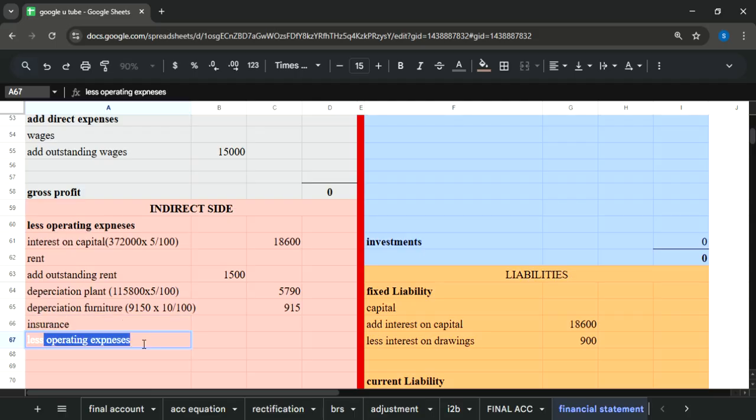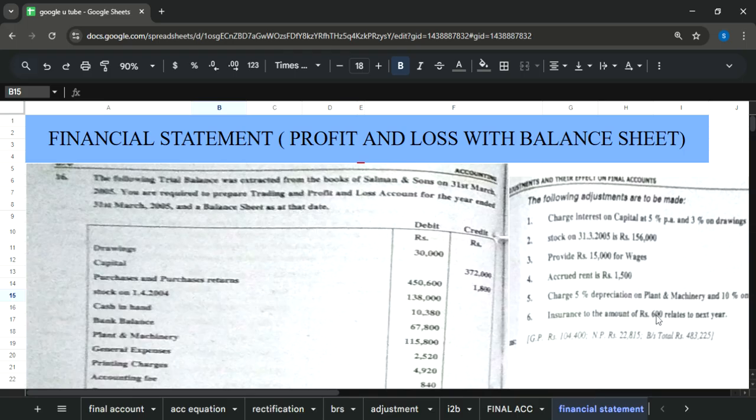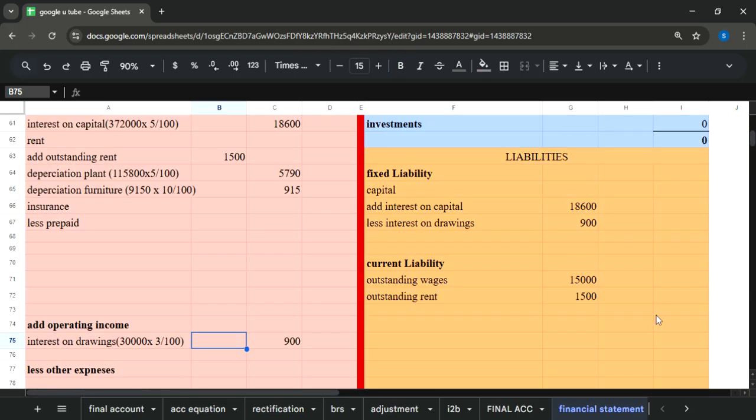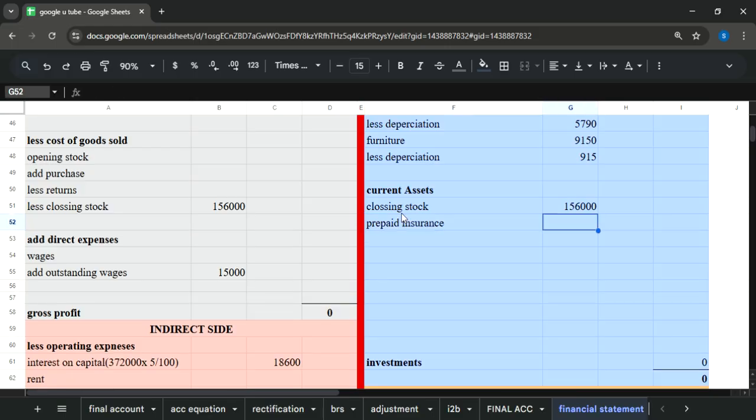Prepaid, subtract prepaid of insurance. Now see how much amount of prepaid is. That is 600. So we will mention amount of prepaid as 600. Alright guys, since it is prepaid, you will go and write prepaid insurance on asset side. And this was 600.